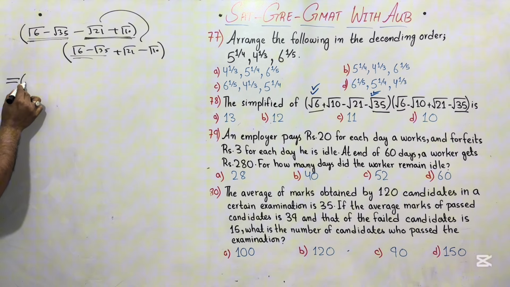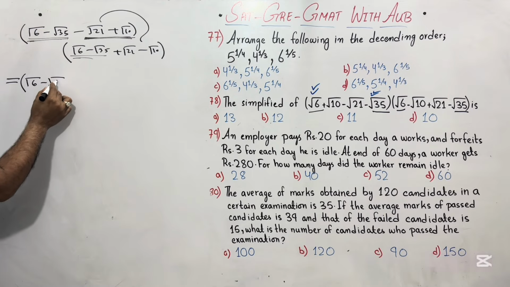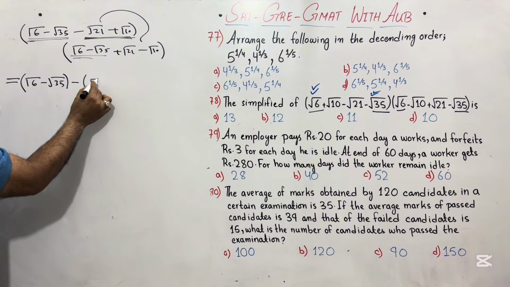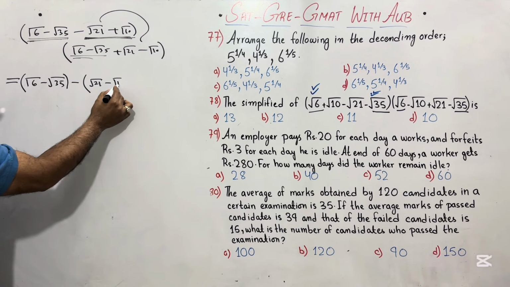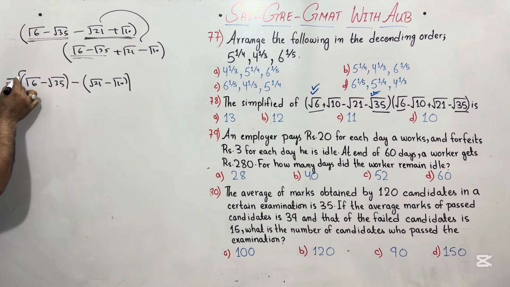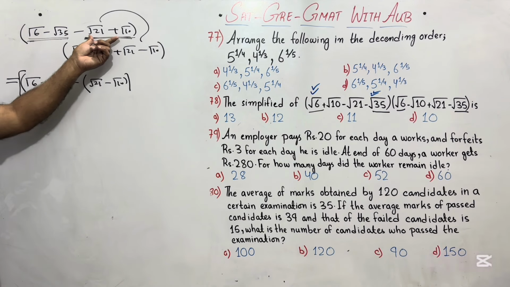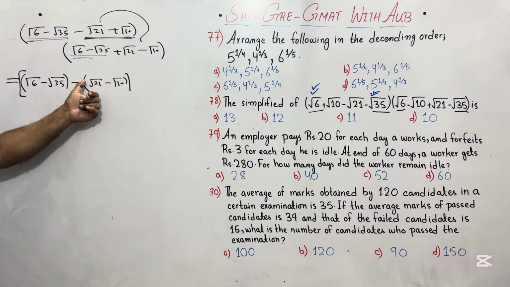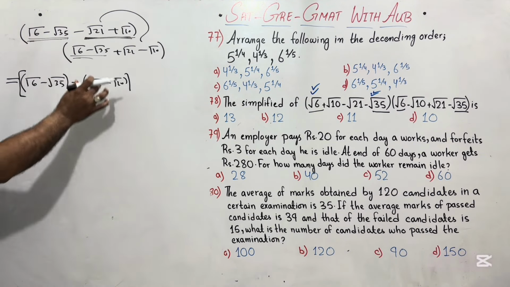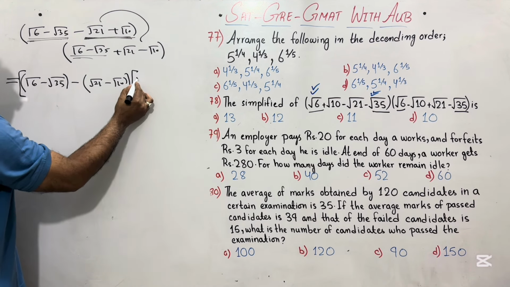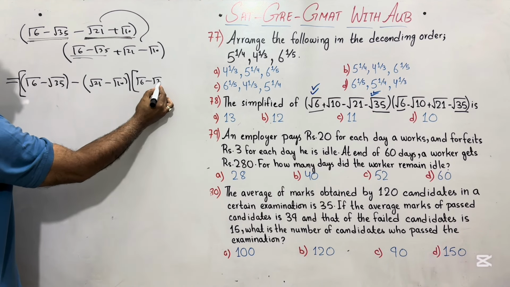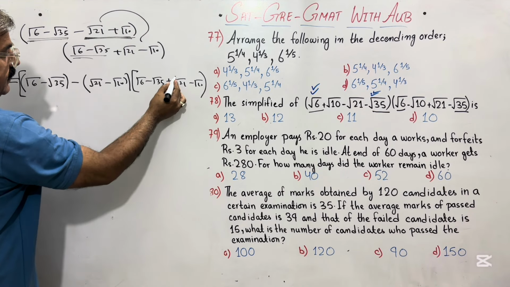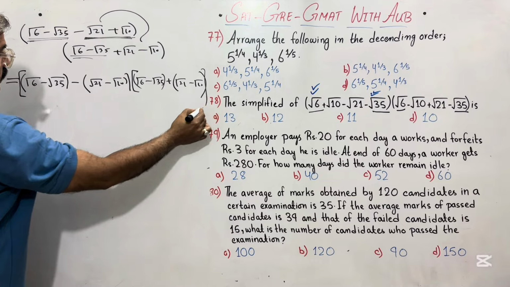Let's see, √6 negative √35, taking minus common, we are going to have √21 negative √10. It's our first bracket. I have taken just a negative symbol common from this. It will become positive √21 and minus √10. Similarly, writing this one, √6 negative √35 plus √21 minus √10. Now demarcate brackets here.